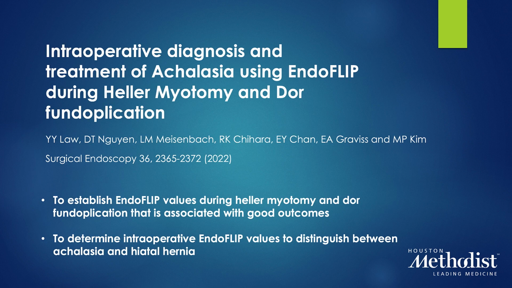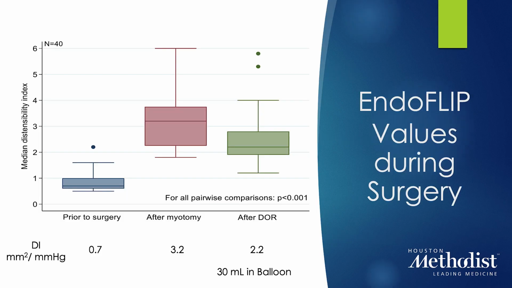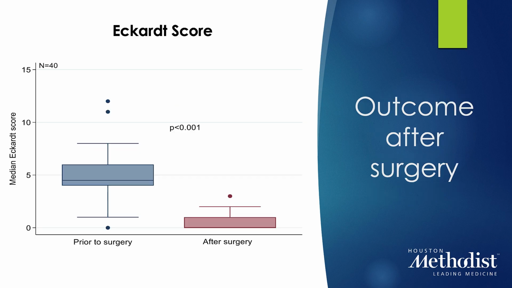We evaluated those patients with achalasia undergoing Heller myotomy and Dor fundoplication to establish EndoFLIP values during the procedure that are associated with good outcome, and to determine if the values can help distinguish between achalasia and hiatal hernia. The median distensibility index prior to myotomy for patients with achalasia was 0.7 with 30 milliliters in the EndoFLIP balloon. After myotomy, the distensibility index went to 3.2, and after Dor fundoplication, it went to 2.2. This was associated with significant improvement in their Eckardt score.